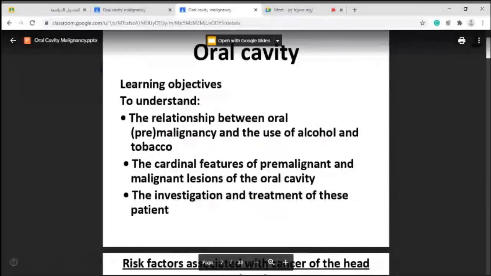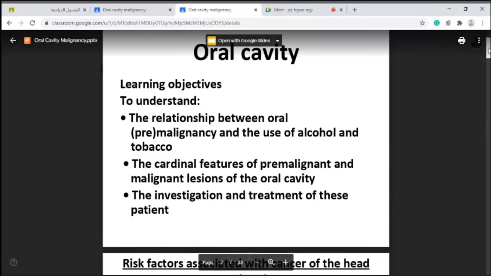So for the oral cavity, it is important to know the relationship between oral pre-malignancy and the use of alcohol and tobacco. Alcohol and tobacco act with synergistic action; each one potentiates the effect of the other. The cardinal features of pre-malignant and malignant lesions of the oral cavity, we will see. It is either ulceration or a mass of more than 3 weeks, or a sore tongue, just sore tongue. Pain in the tongue. This is very important.